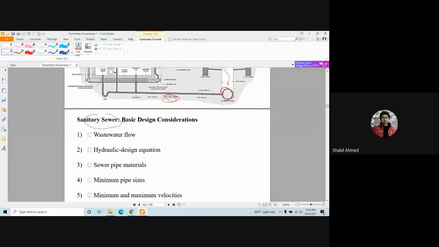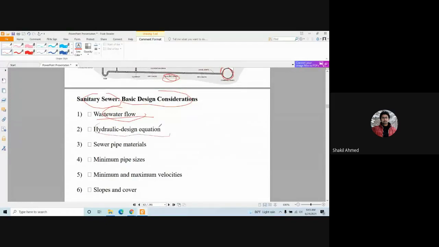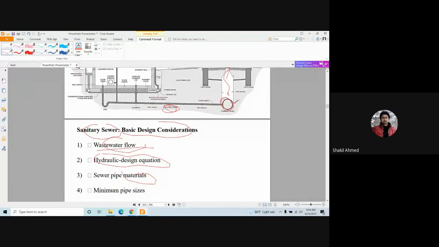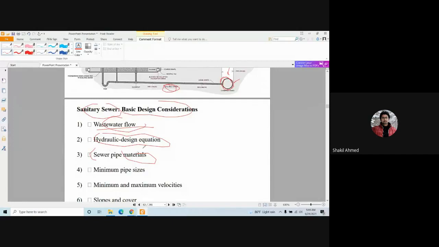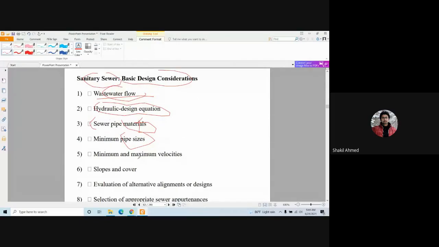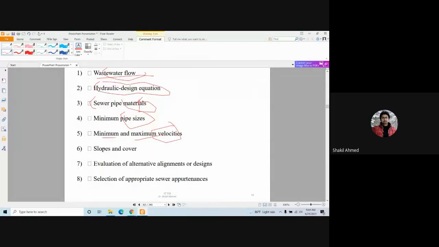The design of sanitary sewer, basic design considerations: wastewater flow, you need to know how much wastewater will be generated. Hydraulic design equation, that means Manning's equation and other considerations. Sewer pipe material, which material you are going to use for the pipe? Concrete, steel? Okay. So pipe material, then pipe size, diameter of the sewer. Minimum and maximum velocities, slopes and cover. Evaluation of alternative alignments or designs. Selection of appropriate sewer appurtenances.